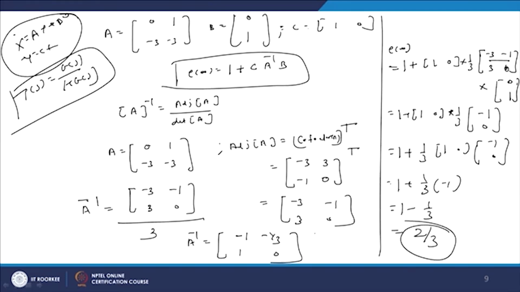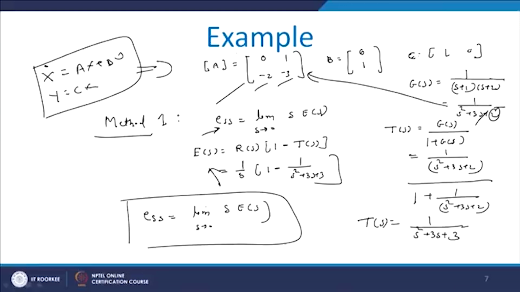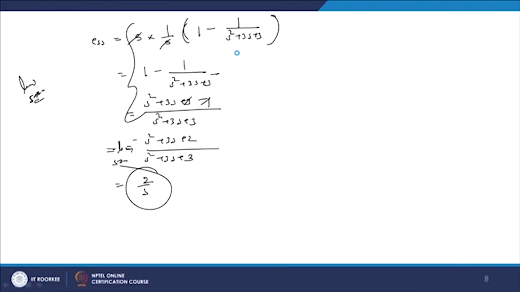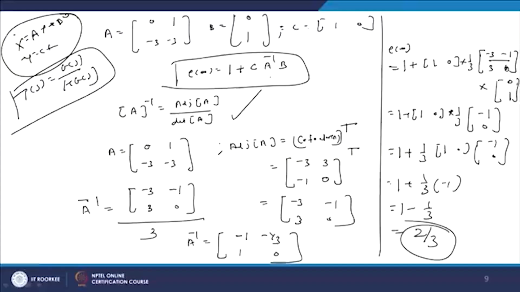So here we have got the steady state error for this same example as 2 by 3, and even by the classical approach we got 2 by 3. That means we are getting the same steady state error. So we have to see, based on the problem, which method is to be applied. For a lower order this method is okay, meaning the first method, but as the order increases I think this method will be better.